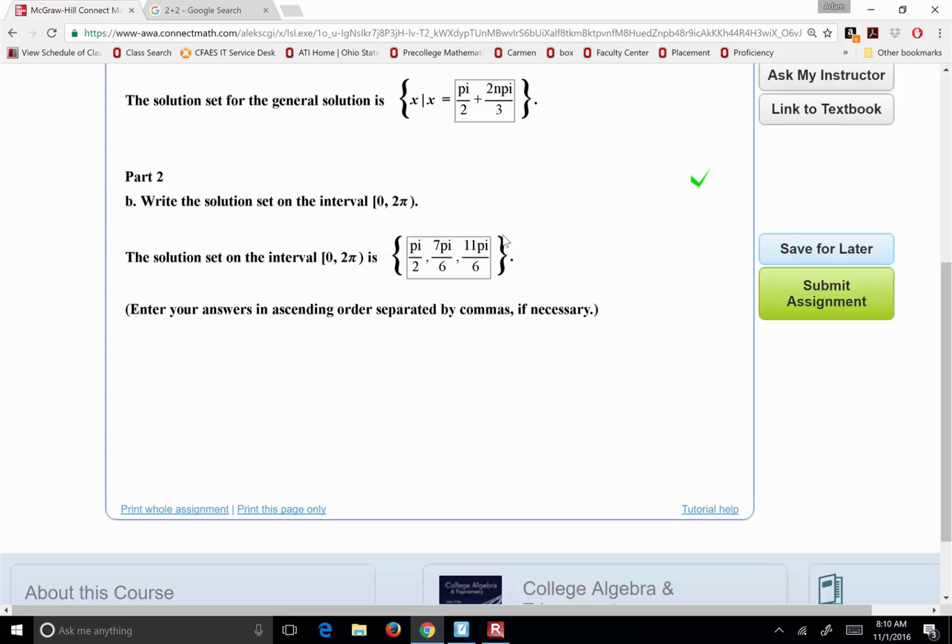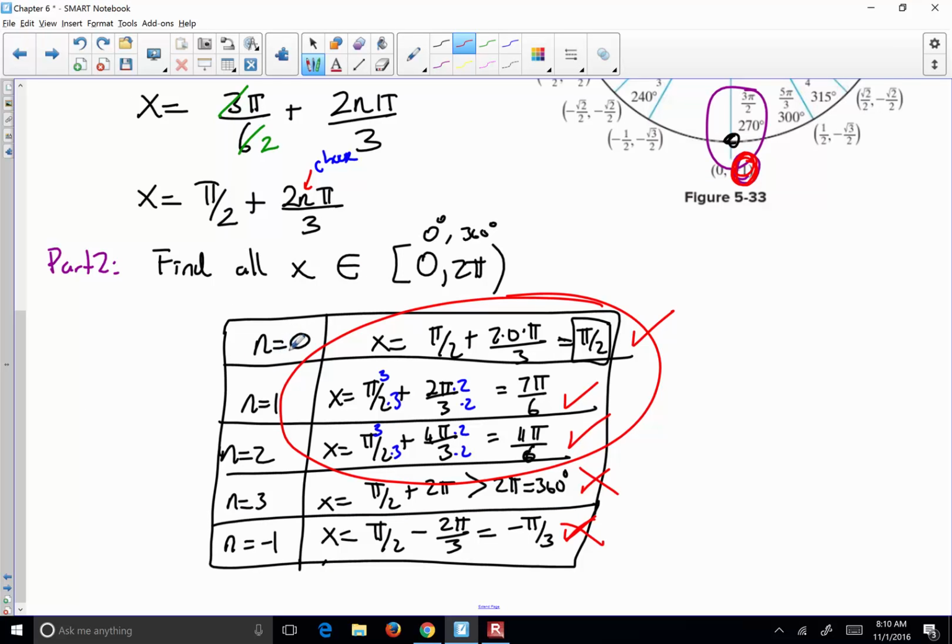So you first get the general solution with n's, and then you start substituting n values, starting with 0, 1, 2, 3, until you go out of range. 2 pi is the maximum. And you also go in the negative direction, negative 1, negative 2, negative 3, until you drop lower than 0. And in the first step, I got lower than 0, so I stopped already. Okay? Make sense?